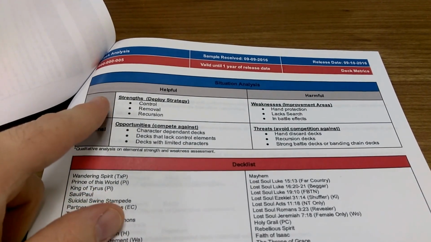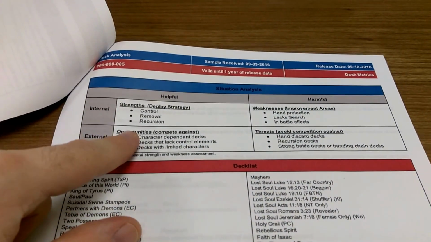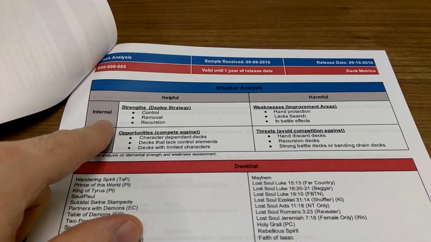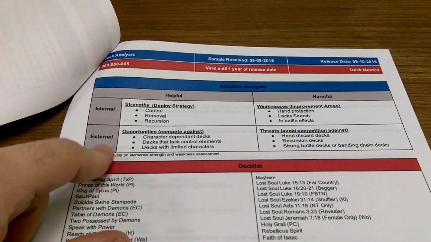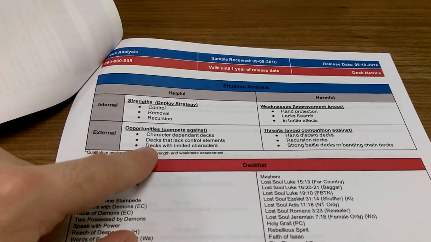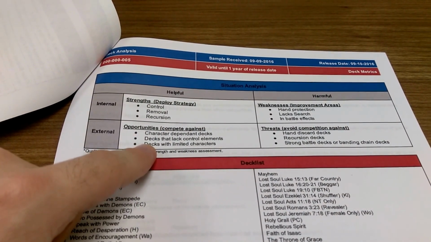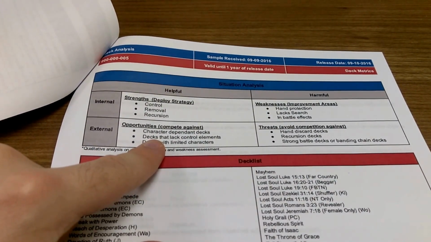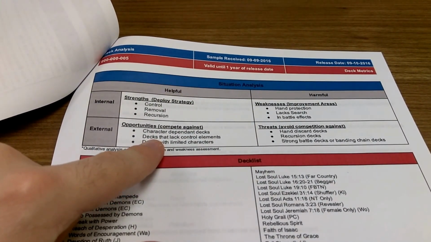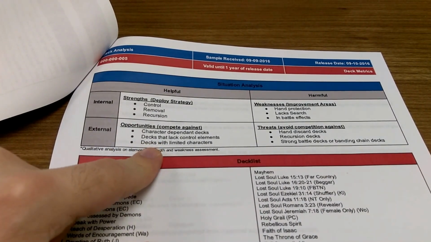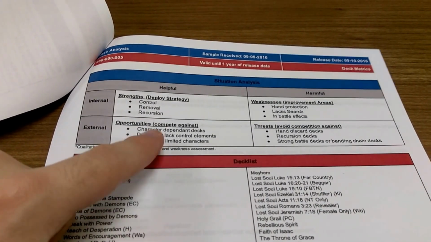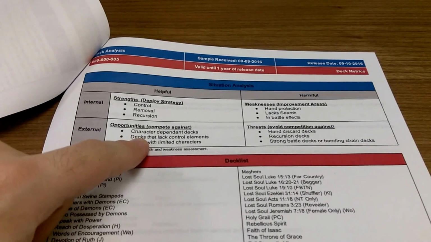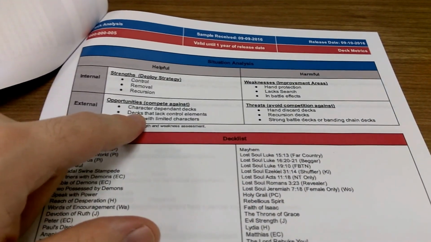When you see something where the deck is strong internally, externally, you have opportunities where you want to capitalize and deploy your strategy, which are basically decks that are dependent on characters, decks that lack control elements, decks with limited characters. That's where you'll see this deck thrive and have a good outcome.